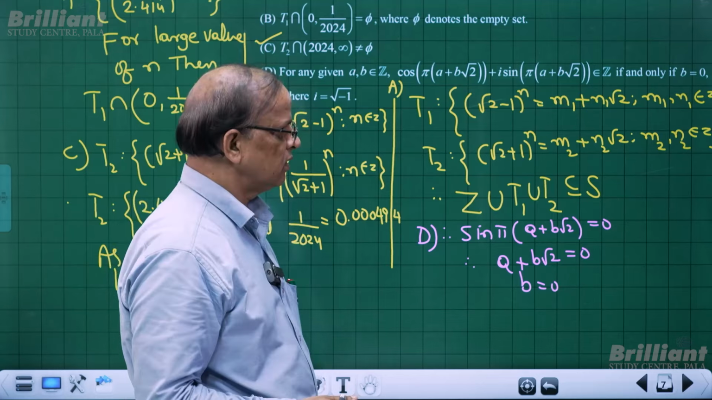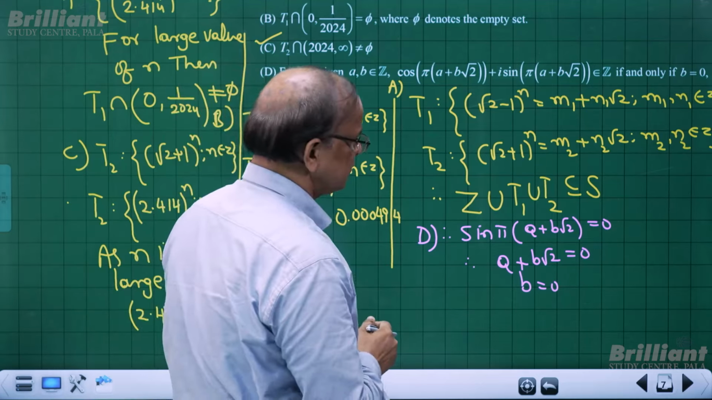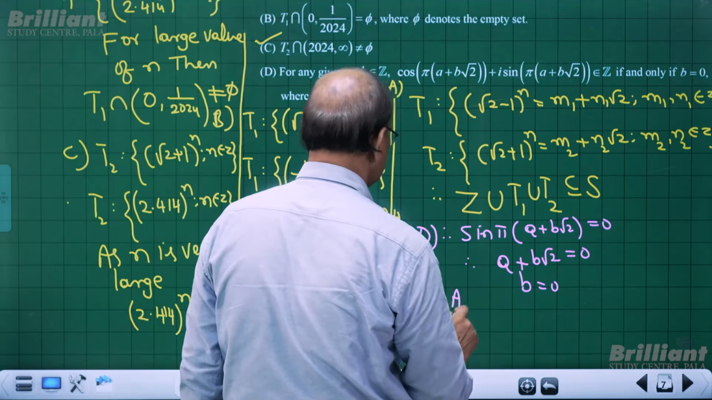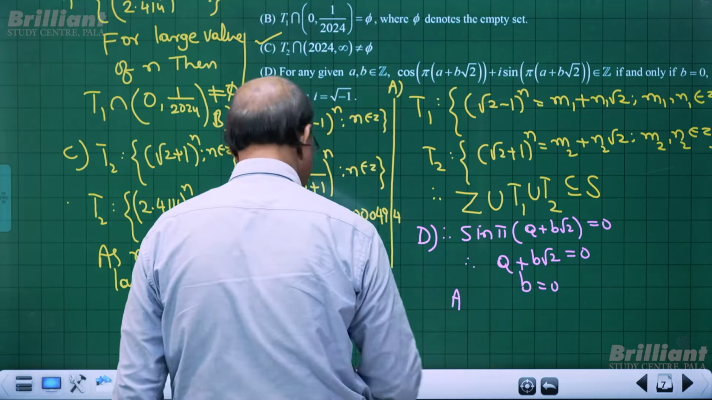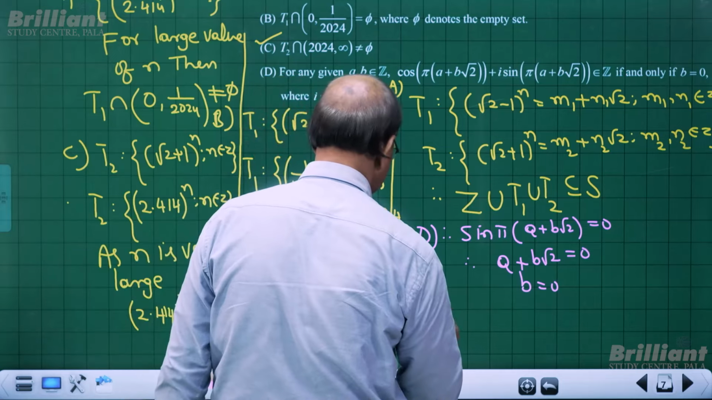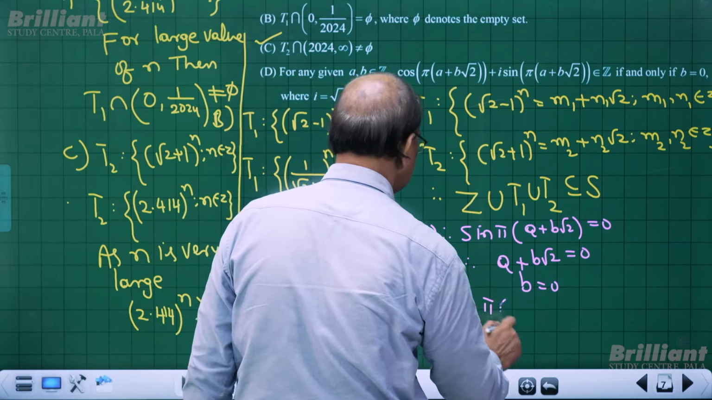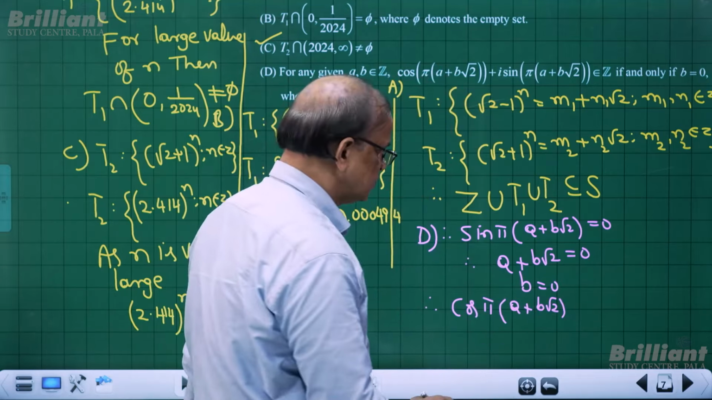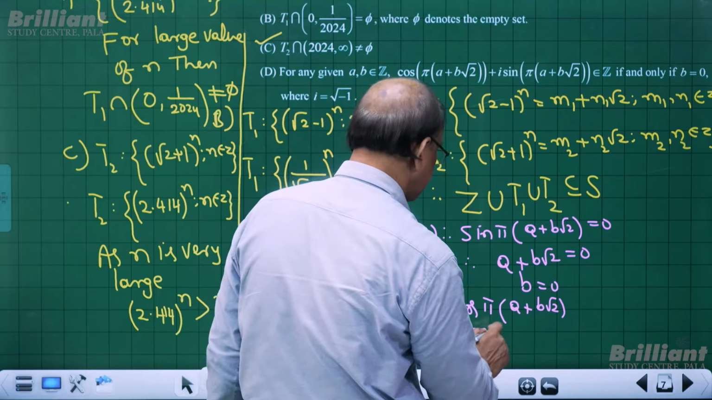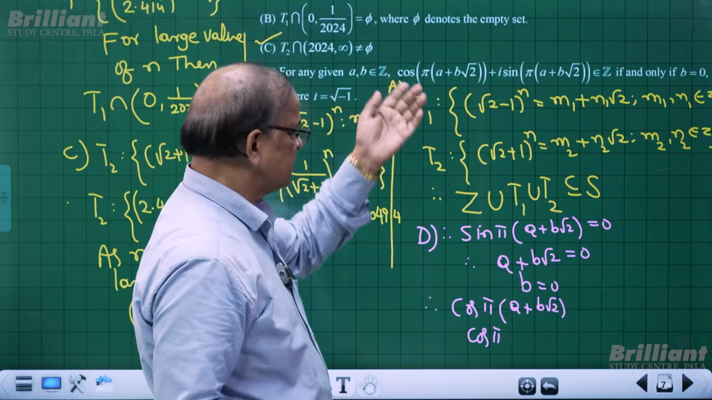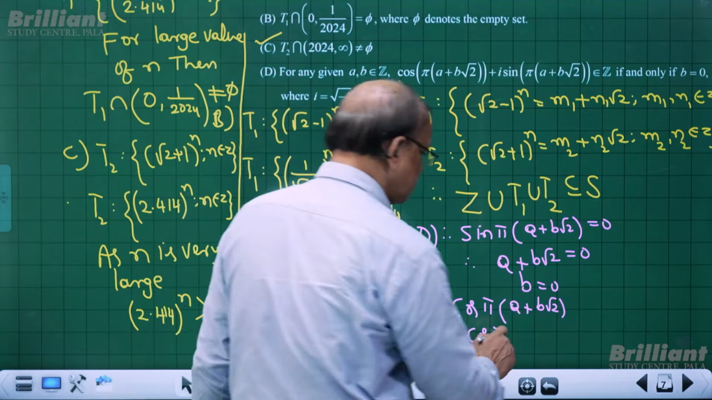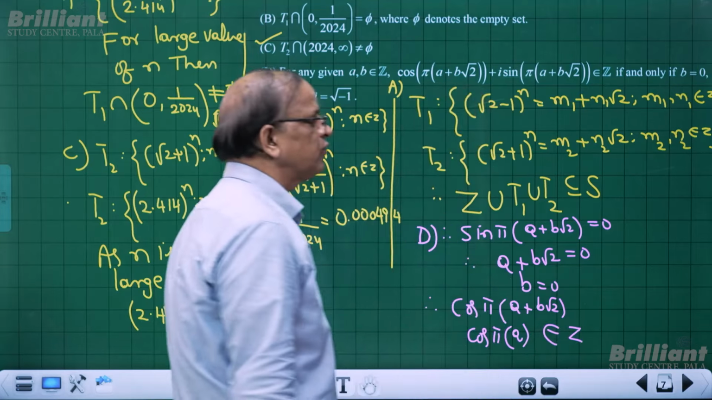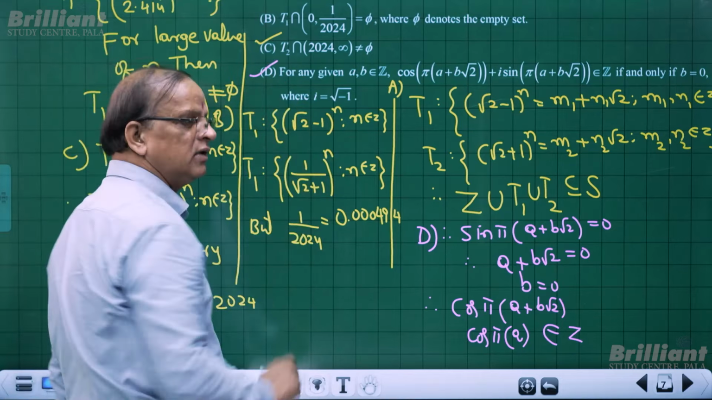So, plus or minus 1, so it belongs to Z. Therefore, this is cos of pi into (a plus b root 2), but b is 0. So, therefore, cos of pi into a, where a is some integer. So, pi into a belongs to Z. So, therefore, D is correct, D is also correct.